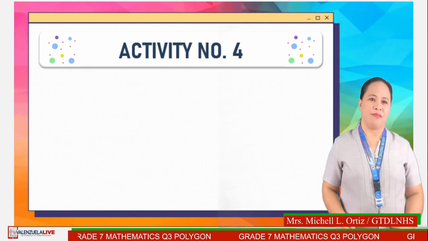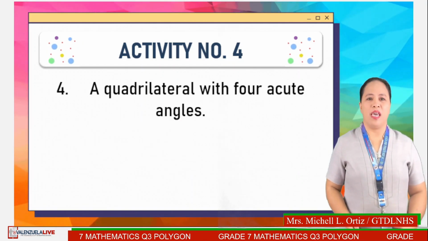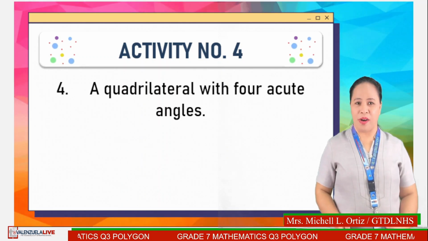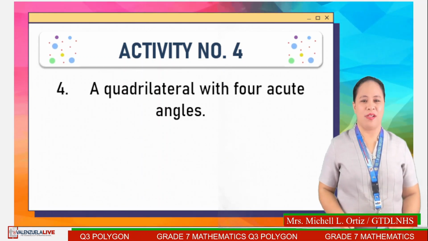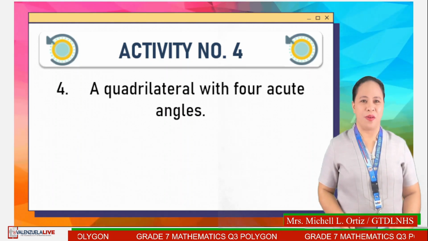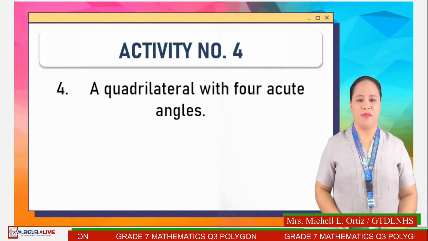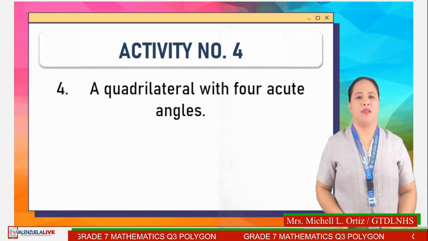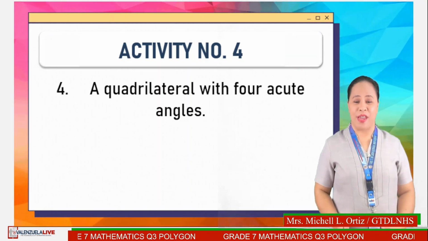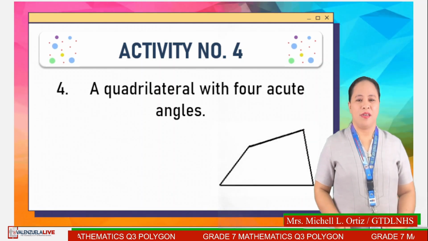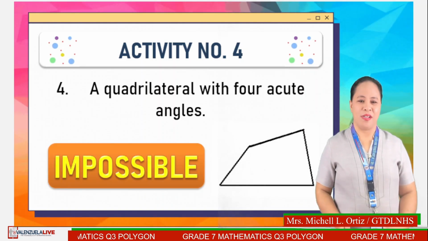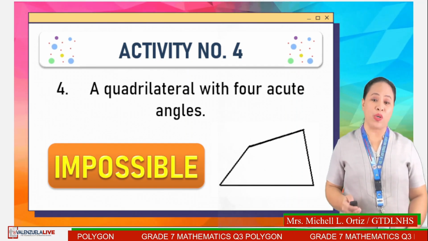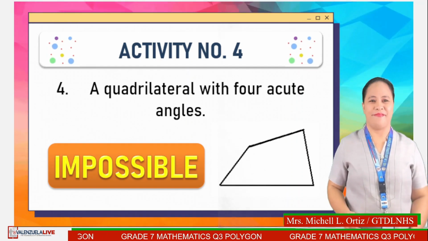Number 4. A quadrilateral with 4 acute angles. Possible or impossible? 5 seconds. Go. Correct answer is impossible. Why? Because a quadrilateral can have at most 3 acute angles, but not 4.